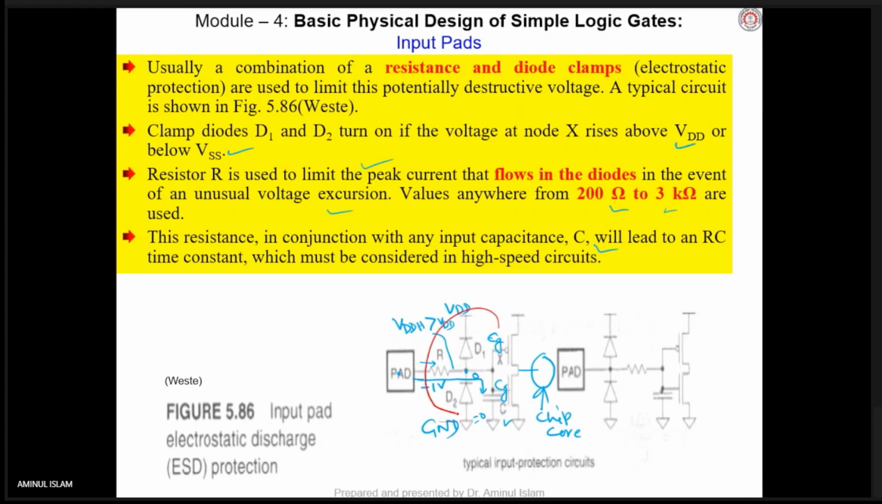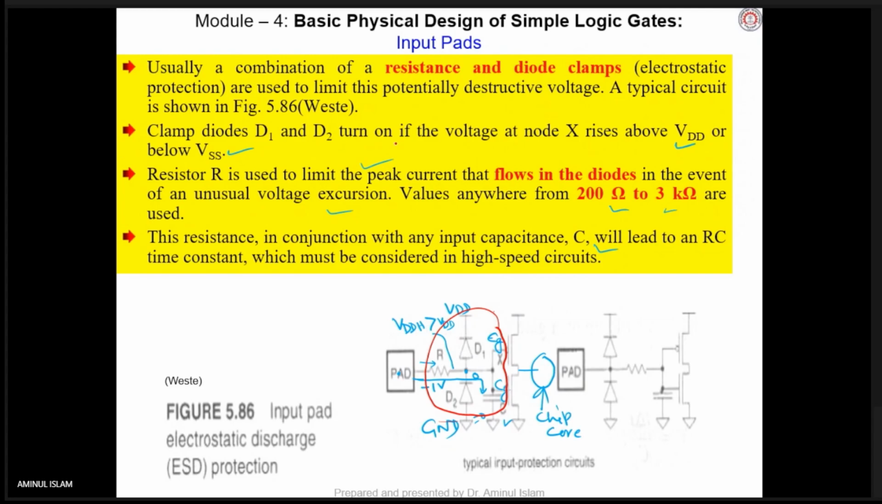Here is the ESD protection circuit. Two diodes, D1, D2, one resistance R and one capacitor C. Usually a combination of resistance and diodes, clamps, are used to limit this potentially destructive voltage. A typical circuit is shown here.